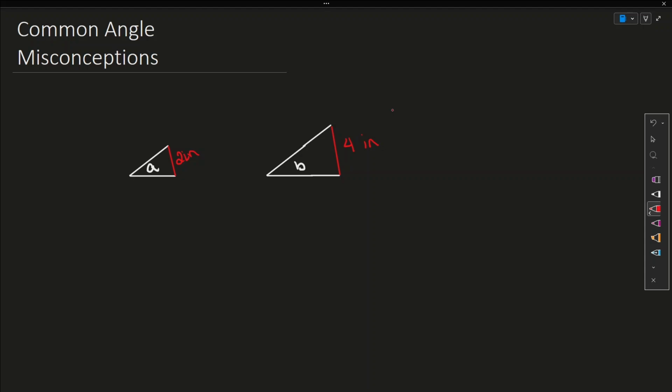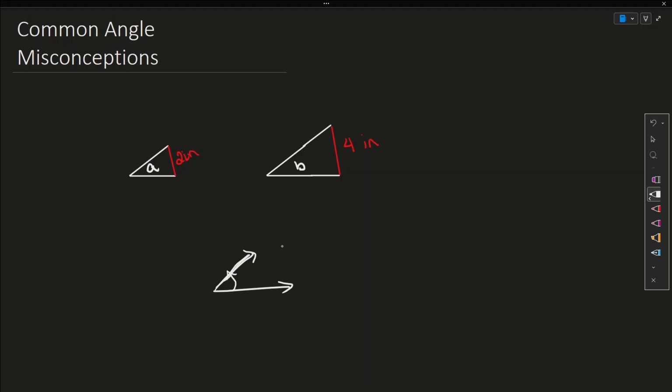The key idea is this. Angle measure describes the amount of turning between two rays. It figures out how much this first one has moved to get to the second one. It does not depend on the length of the rays or the distance between them at some point.